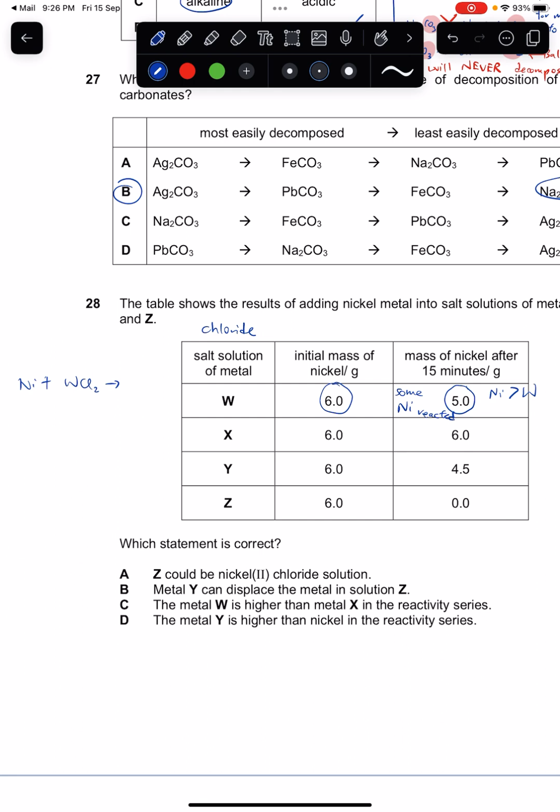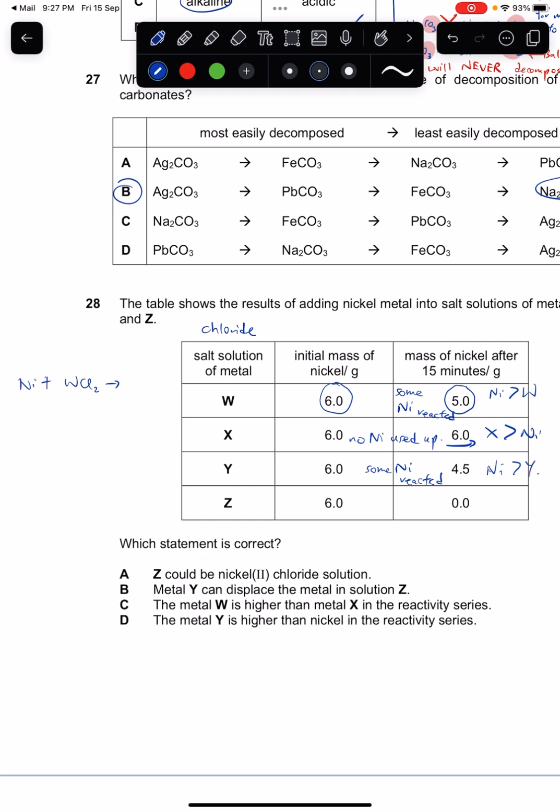What about X? I add nickel. Did the nickel change at all? No nickel used up. This tells me that X is more reactive than nickel. So nickel can't do anything. It can't displace it. Next one, Y. 6 to 4.5. It shows that some nickel reacted. But isn't it suspicious? W, 1 gram used up. Y, 1.5 gram used up.